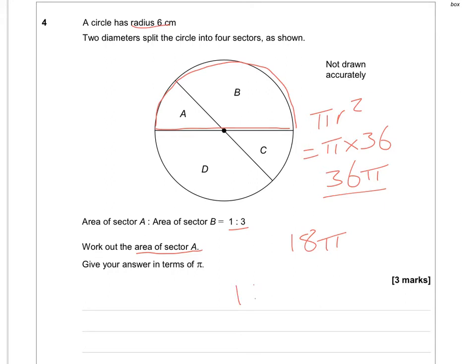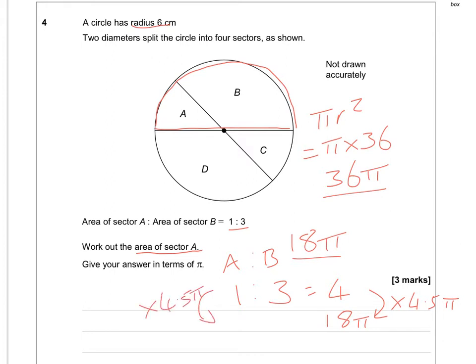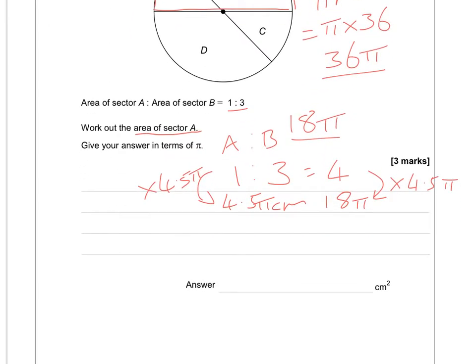Now using the ratio, because it's in the ratio of 1 to 3, we can write that as 1 to 3 for sector A to B. Here we've got 4 parts in total. We need it to be 18 pi parts, so here we've got 18 pi. To do this, we've multiplied 4 by 4.5 pi. We therefore want part A, so we're going to do the same here and multiply that by 4.5 pi, meaning that sector A is 4.5 pi centimetres. We can go ahead and write that on the line at the bottom.